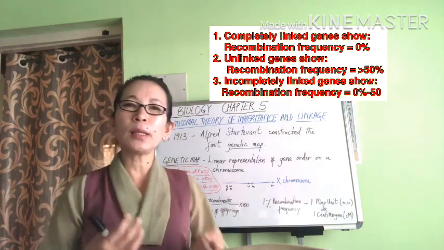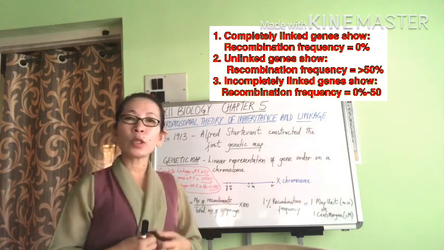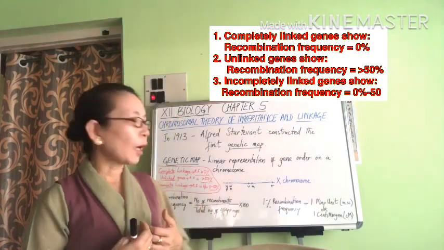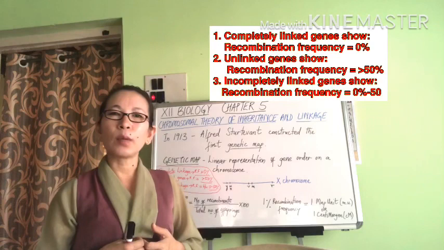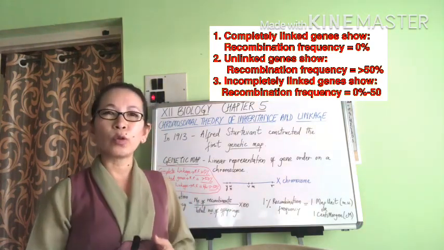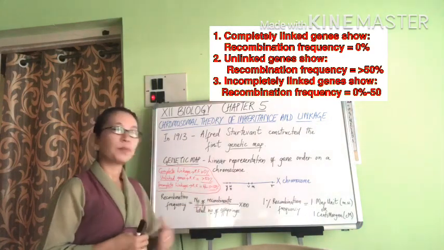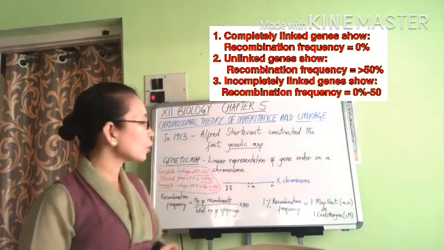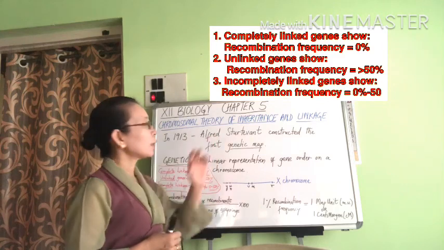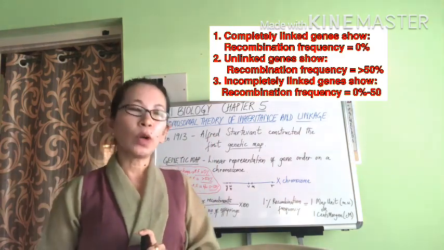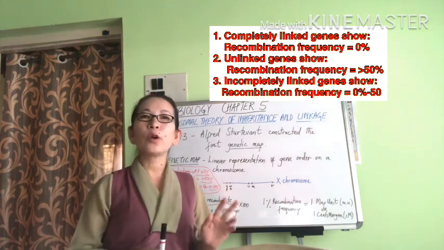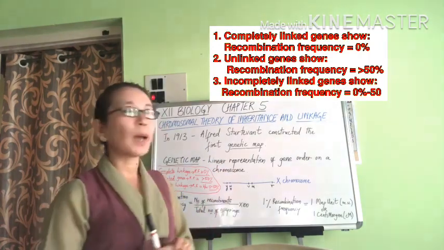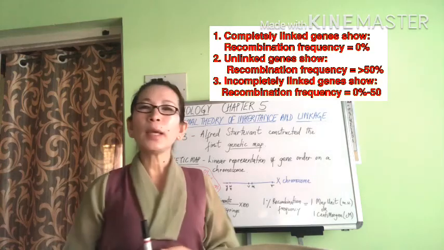So genes can be incompletely linked, or completely linked on the same chromosome, or genes can also be unlinked. That is to say, they are either very far apart from each other on the same chromosome, or they are located on 2 different chromosomes, and based on this we can understand different degrees or percentages of recombination. This is how Morgan and his student Sturtevant were able to propose the concept of linkage and recombination, and finally Sturtevant also worked out the first genetic map of Drosophila on the X chromosome.